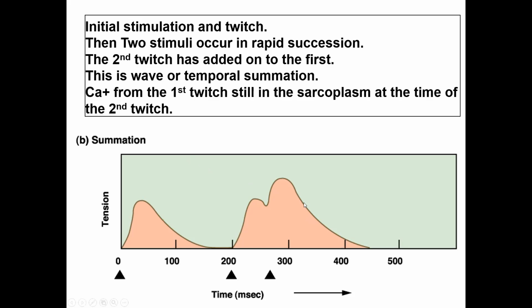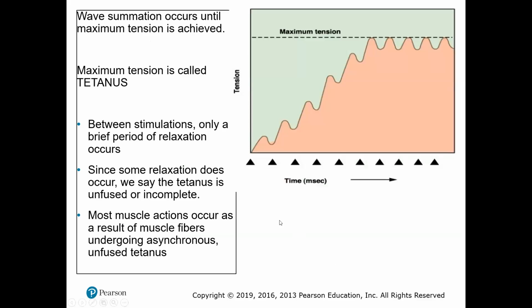But what if we didn't let it relax? What if we hit it with another contraction here, like we're doing over here? So here we hit it with one. We don't let it relax. We hit it again. We don't let it relax. We hit it again. And we keep doing this. This is wave summation or temporal summation.